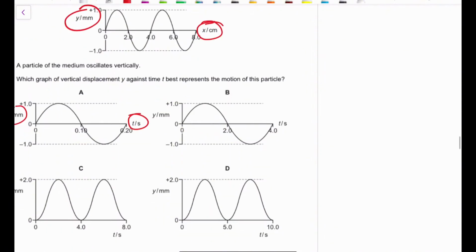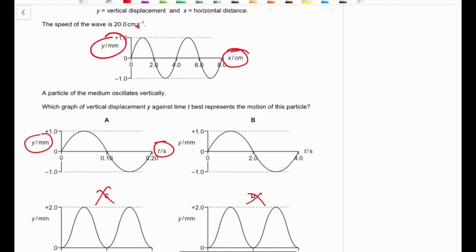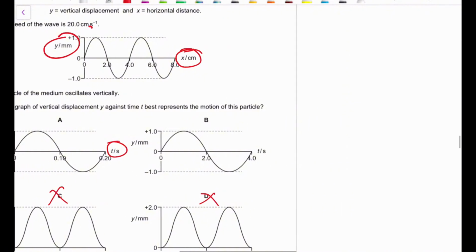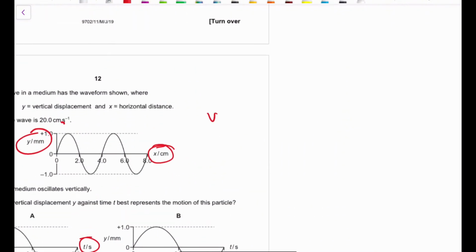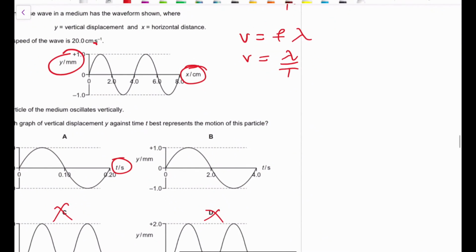These are obviously wrong because they don't even have the shape of a normal graph that we're used to. But for A and B, for me to decide, I have to look at this. The period for one is 4 and the period for the other is 0.2. So how do I find the period? I know that V is equivalent to F lambda. My F from this equation is going to be lambda divided by T, because F is 1 over T. So my T is going to be lambda divided by V.